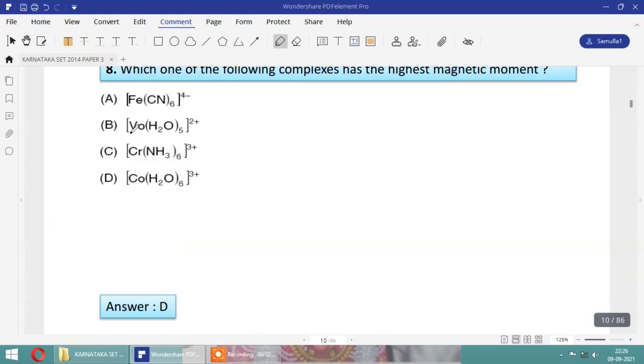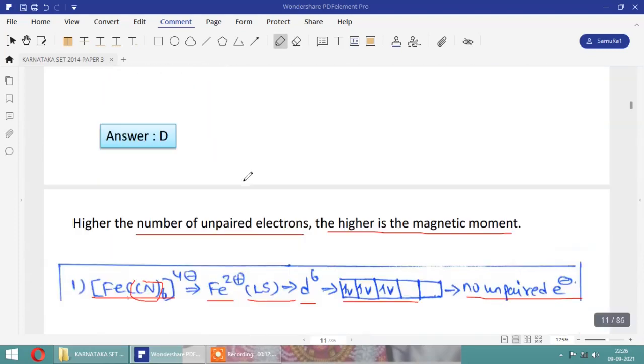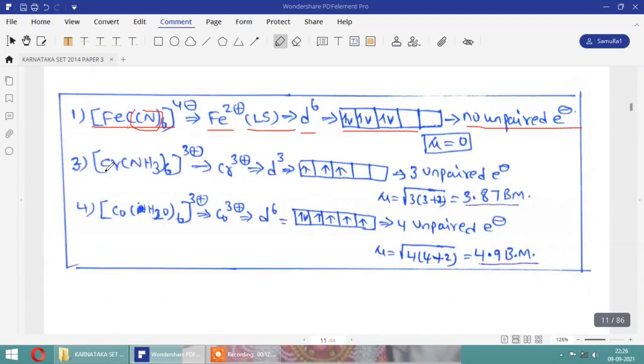Now the second option is V(H2O)5, and this was a wrong option. This was not an octahedral complex, so we leave it. Option A is also ruled out. Next we come to the third one, Cr(NH3)6 3 plus. Chromium 3 plus is d3 and it has 3 unpaired electrons. So square root of 3 into 3 plus 2, which is 3.87 BM.